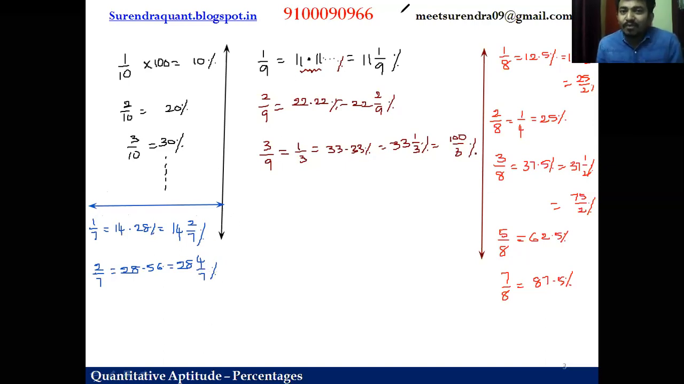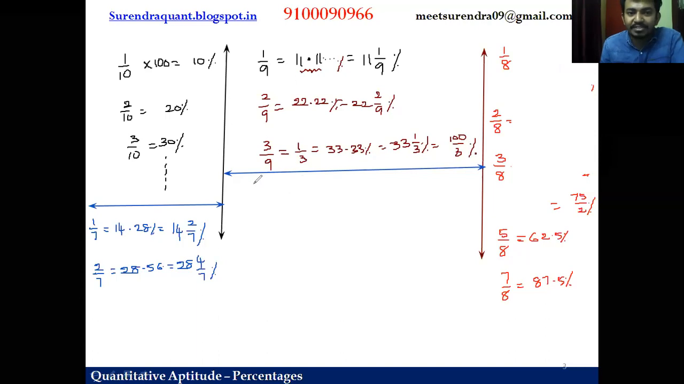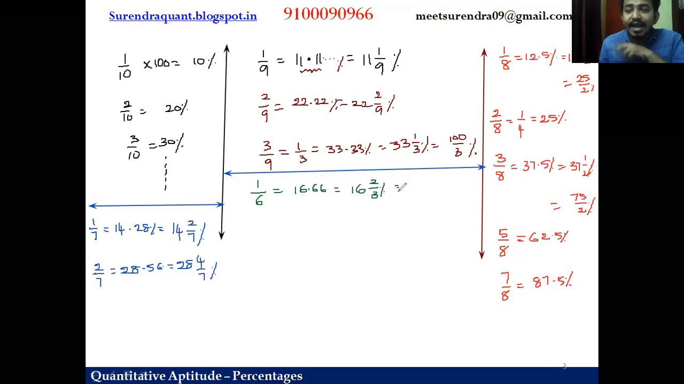Now let us talk about 1 by 6, guys. 1 by 6, how do you argue this then? So if you try to think in terms of 1 by 6 combinations, 1 by 6 is 16.666%, and mixed fraction is 16, 2 by 3%. And one more expression, 16 3s are 48 plus 2, so 50 by 3% is also the same.